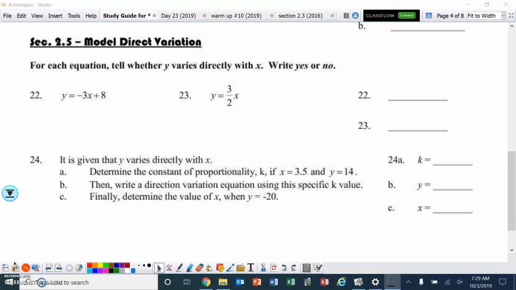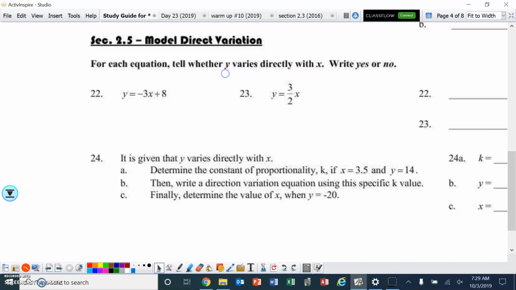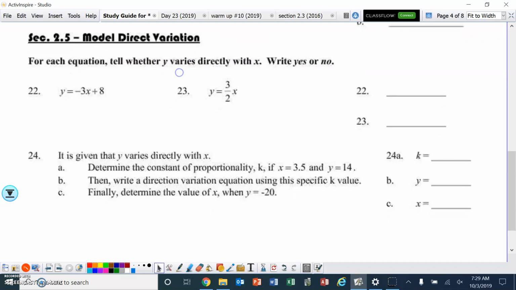All right, ladies and gentlemen, section 2.5, model direct variation. So the first thing we're going to do is identify whether it is a direct variation or it is not. Now remember, a direct variation varies directly if y equals kx. That could also be written y equals ax, or it could just be y equals mx.